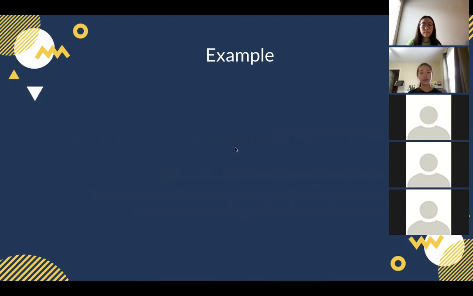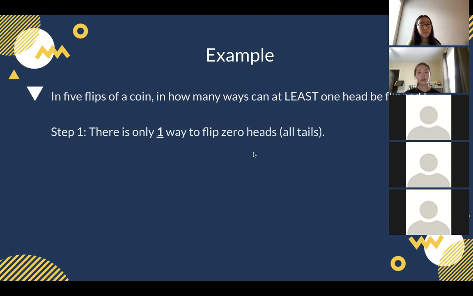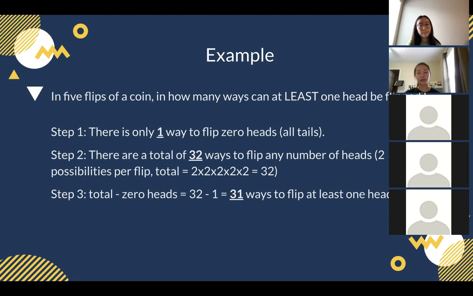So yeah, and like you said in the chat, there's only one way to flip no heads. So you just subtract that from the total number of ways, which is 32, to get 31 ways to flip at least one head.